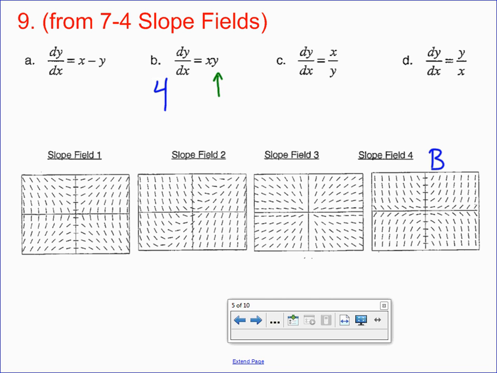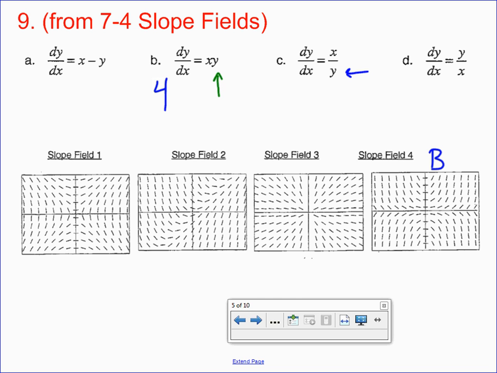Let's see if we can do a similar analysis. Let's take a look at C. As we look at C again, whenever the x coordinate is 0, it should result in a slope that is 0. So again, I'm looking along the y-axis to see if there are any horizontal tangents. We've already taken care of B. Horizontal tangent on the y-axis? No. Horizontal tangent on the y-axis? No. Horizontal tangent along the y-axis? Yes.